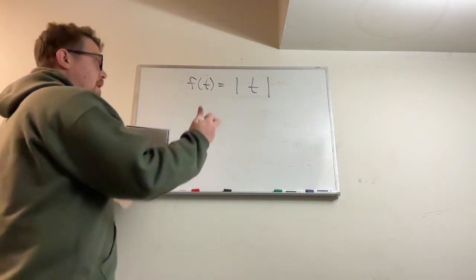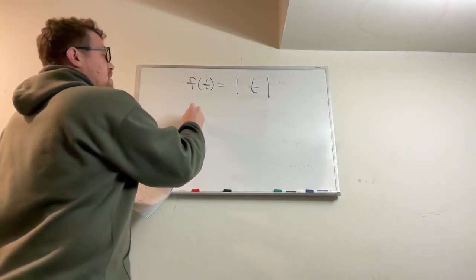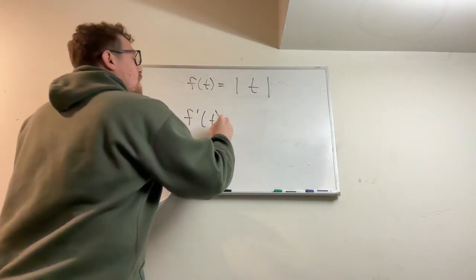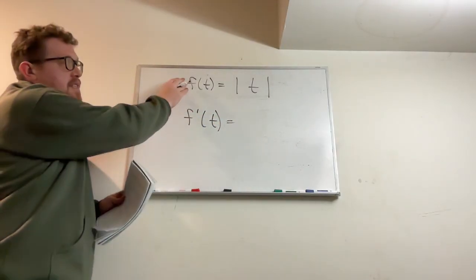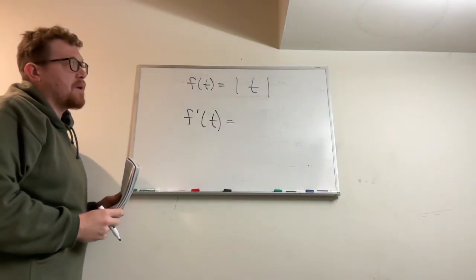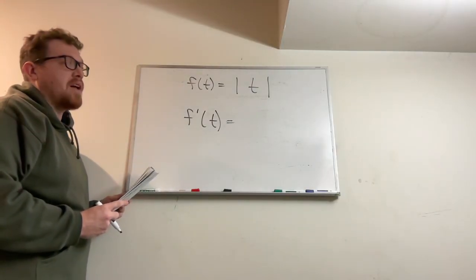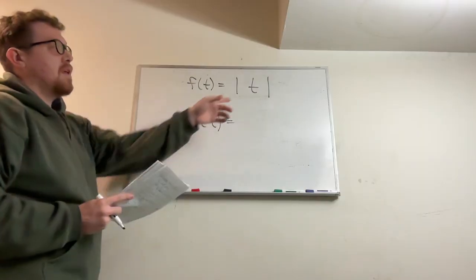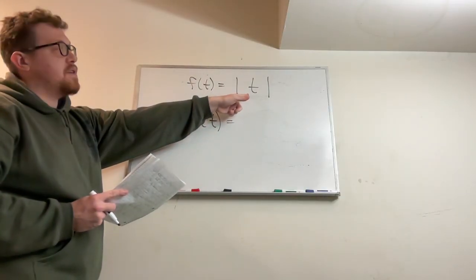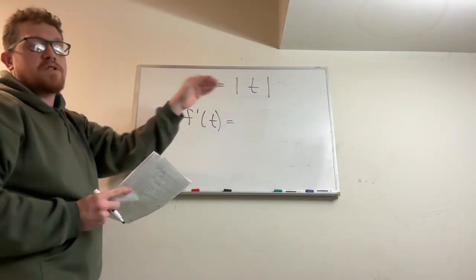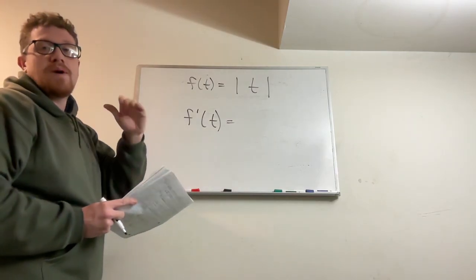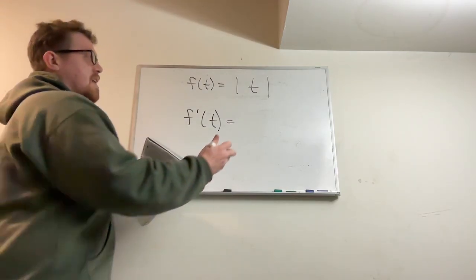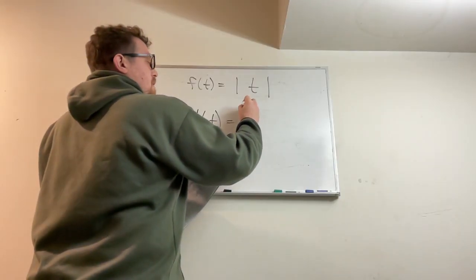So f prime of t is a new function. So we do get a new function, f prime of t. It's just that it's not defined on all real numbers anymore, because in particular there's no value at t equals 0. There is no limit. There's no difference quotient. The limit of that difference quotient at 0 doesn't converge. Actually, the left limit and the right limit are different. So in this case, the left limit is -1.